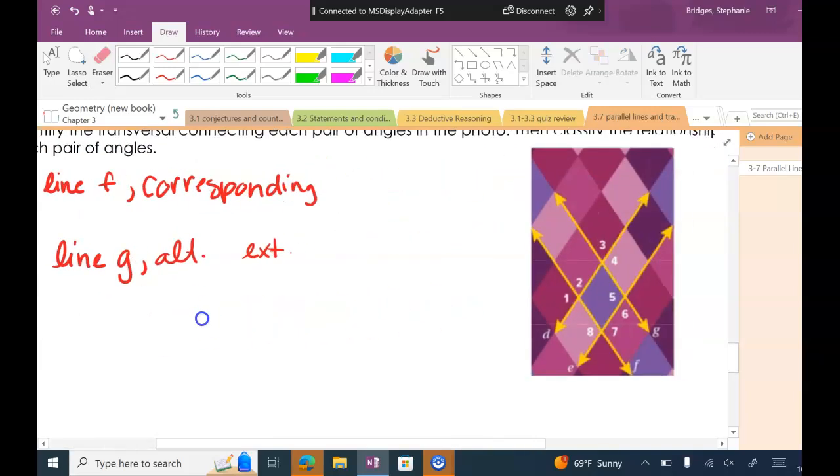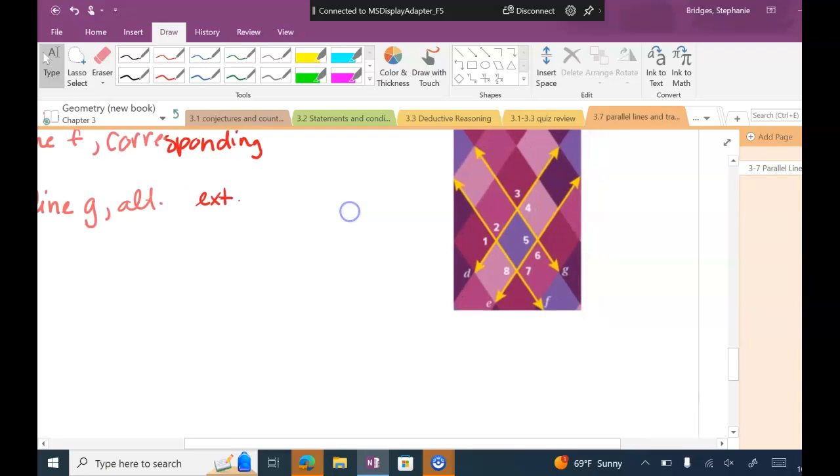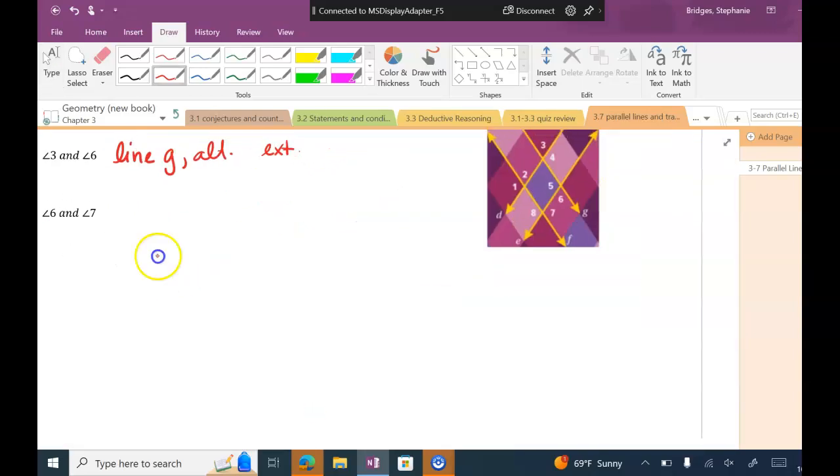All right, and then we're looking at 6 and 7. What is their transversal? Line E. That's the one line they both touch. Yep. And then again, if we're looking at 6 and 7, they're right there next to each other. What are those called? Yes. Same side interior.